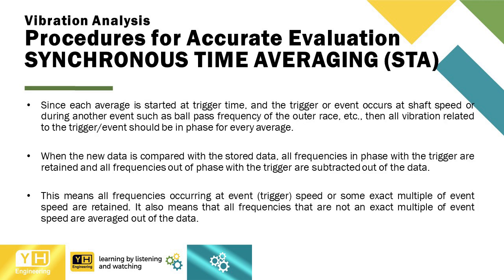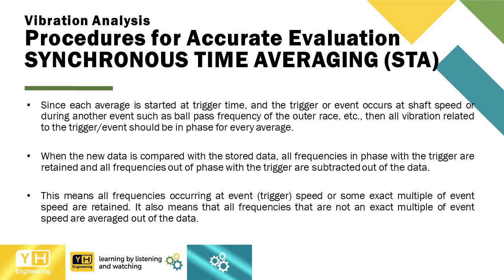Since each average is started at trigger time, and the trigger or event occurs at shaft speed or during another event such as ball pass frequency of the outer race, etc., then all vibration related to the trigger/event should be in phase for every average. When the new data is compared with the stored data, all frequencies in phase with the trigger are retained and all frequencies out of phase with the trigger are subtracted out of the data. This means all frequencies occurring at event, trigger, speed or some exact multiple of event speed are retained. It also means that all frequencies that are not an exact multiple of event speed are averaged out of the data.